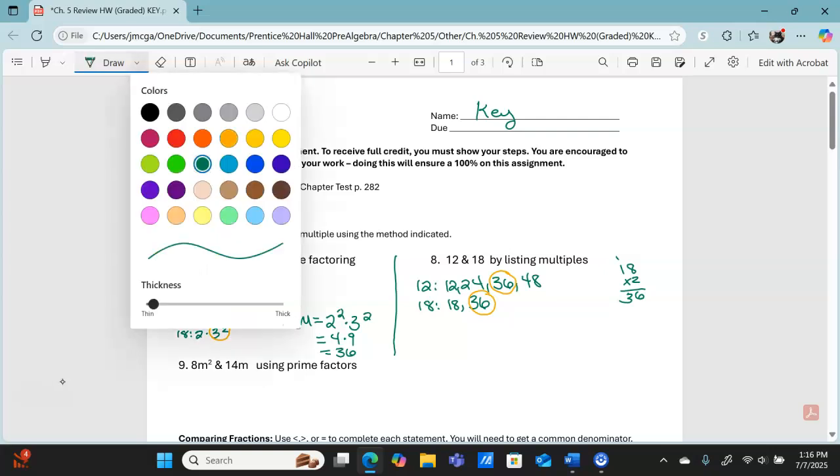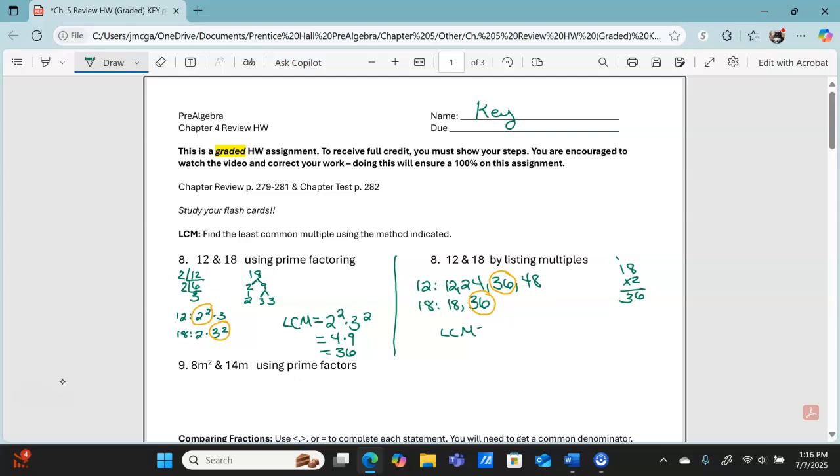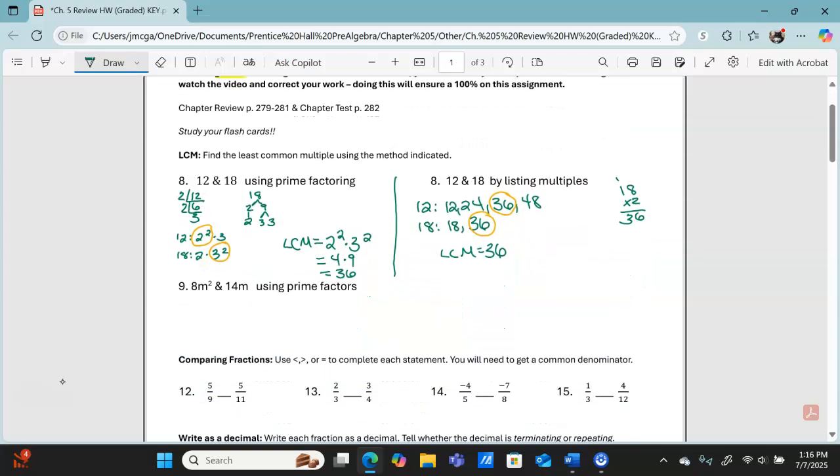And you say, well, I like that method better. Well, that method works fine until you get to something like this. So on this one, we're going to use our prime factors. 8 prime factors to 2 times 4, which prime factors to 2 times 2. So we have 8m squared is 2 cubed times m squared. And then 14m, 14 is just 2 times 7.